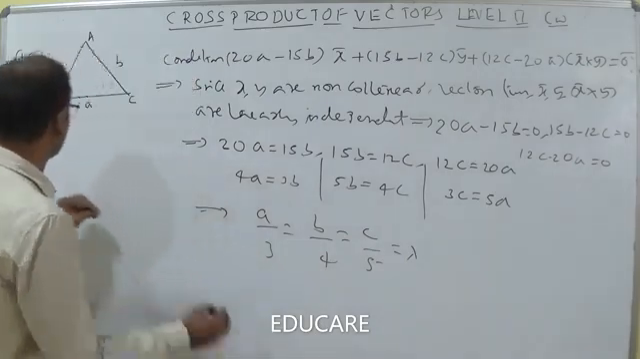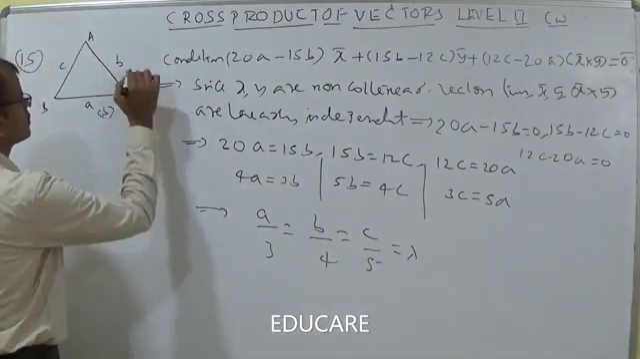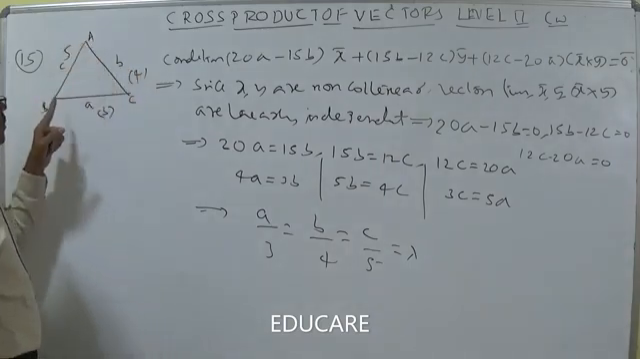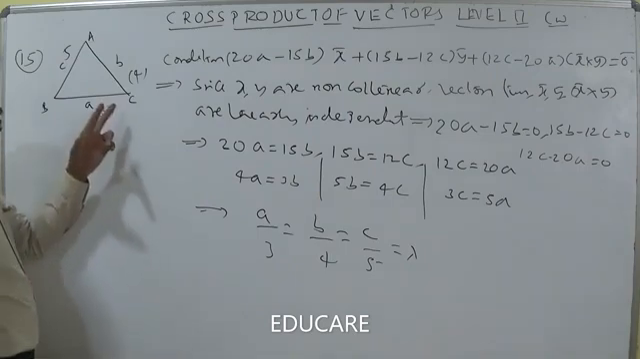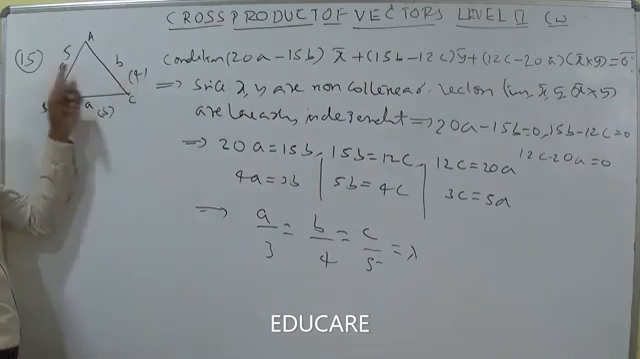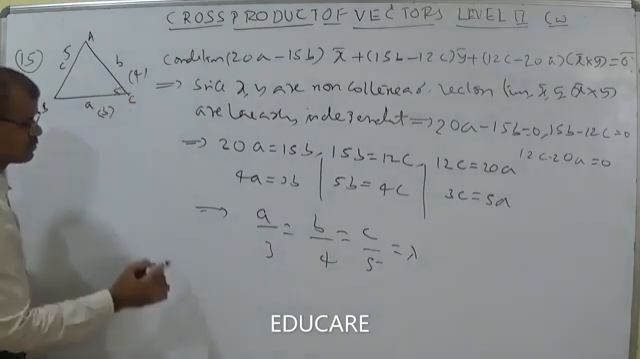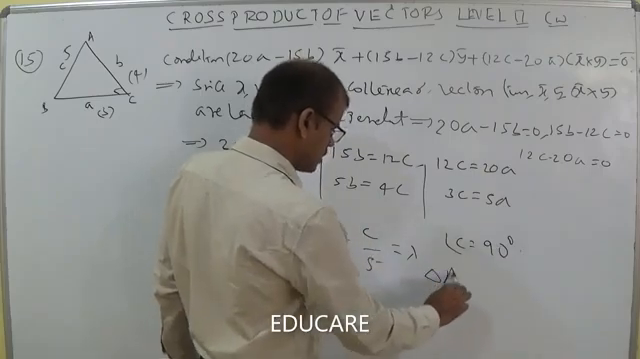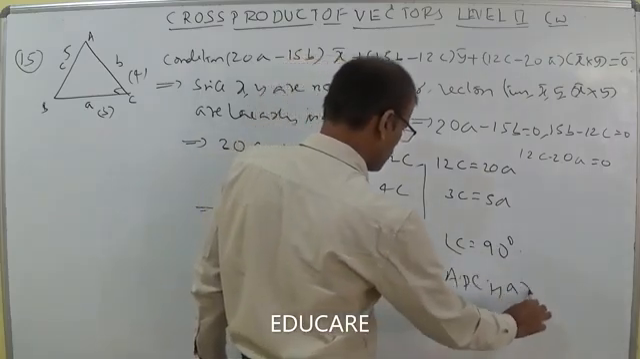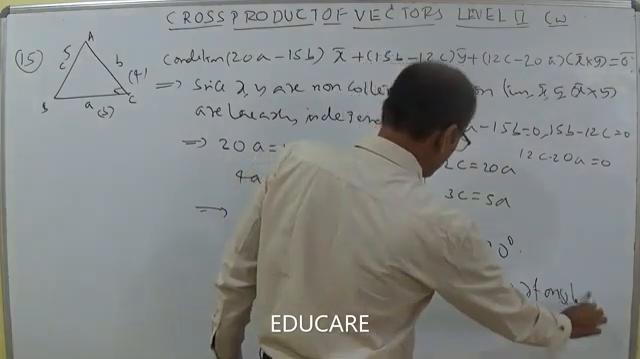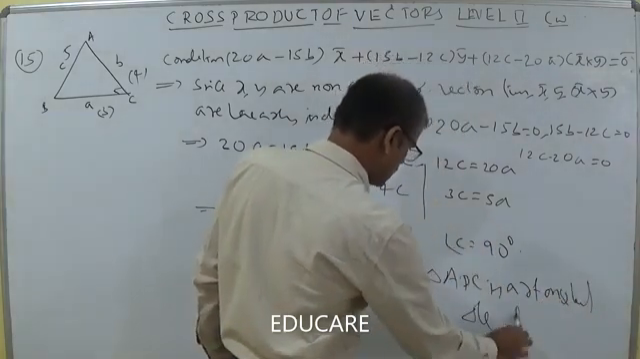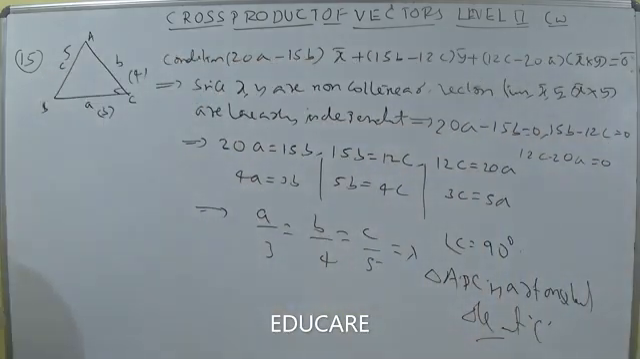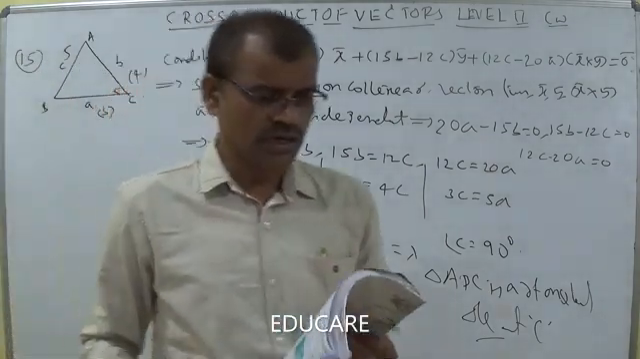So what is indicated here? a is equal to 3 parts, b is equal to 4 parts, c is equal to 5 parts. Right angle triangle. Everyone knows that 3, 4, 5 are the measurements of a right angle triangle. 3 square plus 4 square is equal to 5 square. So angle C is equal to 90 degrees. The triangle ABC is a right angled triangle, right angled at C. Simply, the option given is right angled triangle.